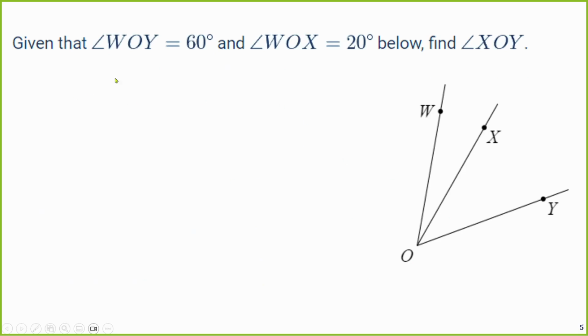Okay. Now let's consider another quick quiz. Here, given angle WOY equals 60 degrees and angle WOX equals 20 degrees, can you find angle XOY? Again, this question is pretty straightforward because this angle here is 60 degrees, right? And we know WOX here is 20. So angle XOY is just 60 degrees minus 20 degrees, which is 40 degrees, right? Any questions?